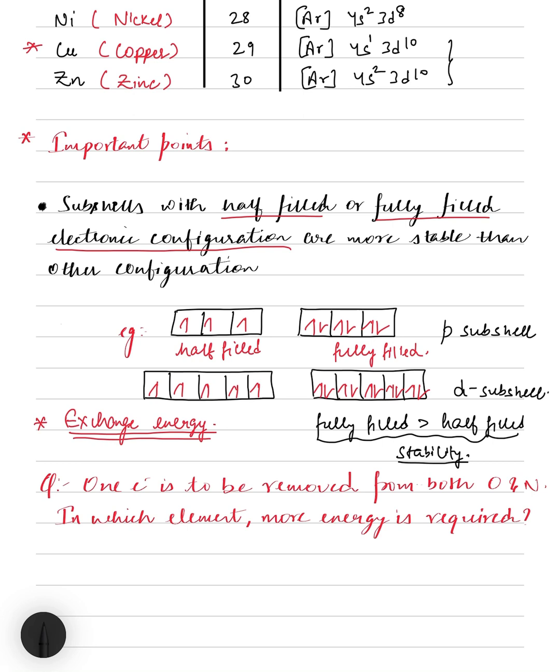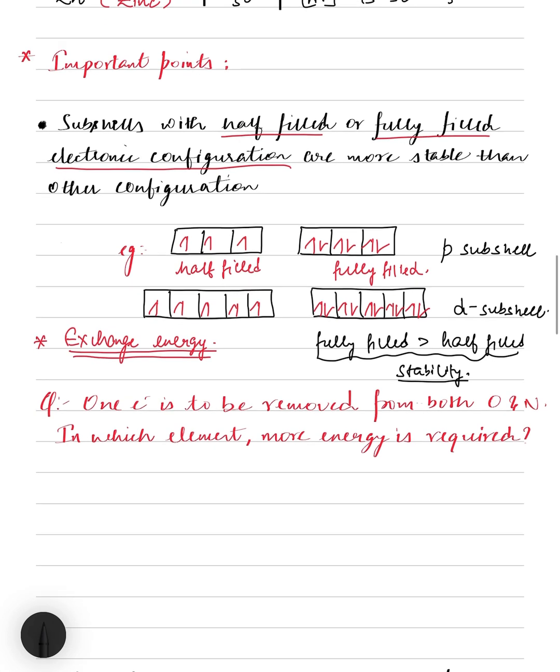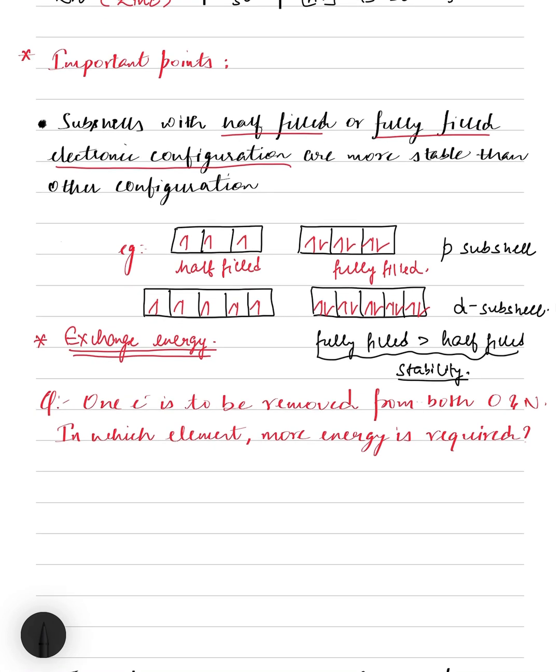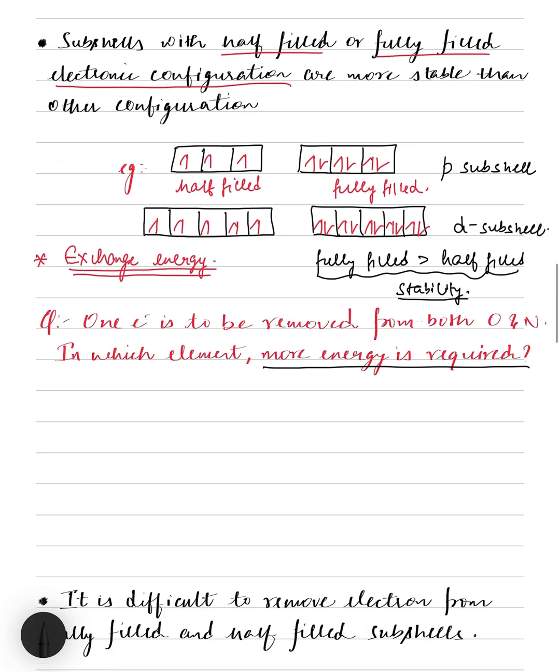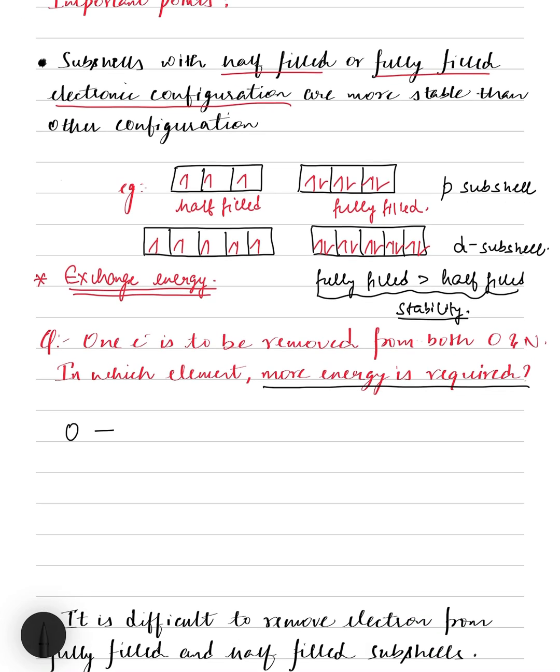Now, to apply this concept, there is one question: one electron is to be removed from both oxygen and nitrogen. In which element is more energy required? The question is asking in which case we have to give more energy to remove the electron. In the case of oxygen, if we write the configuration, it will be 1s2, 2s2, 2p4. That means the 2p4 will be like this: 1, 2, 3 and 4.